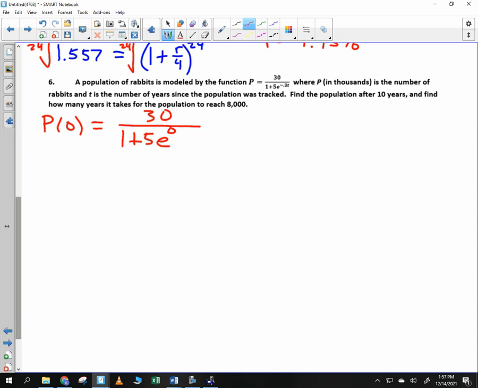So we'll figure that out, and that'll give us the population at time 0. So what's e to the 0? 1. 5 times 1 is 5, plus 1 is 6. 30 divided by 6 is 5. So that means the population is 5,000. That's what we're starting out with, okay? So we want to find out the population after 10 years.